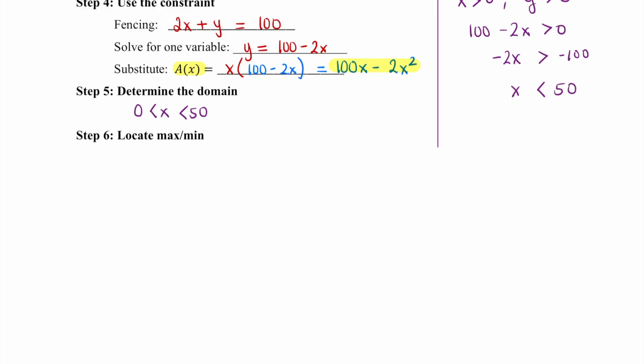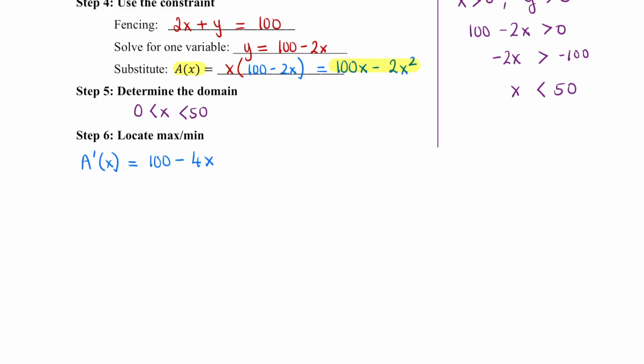Now, we use calculus to find the maximum. In order to find the maximum value, we first need to take the derivative. A of x equals 100x minus 2x squared. To find A prime of x, I'll differentiate each term. The derivative of 100x is 100, and the derivative of 2x squared is 4x. So A prime of x equals 100 minus 4x.